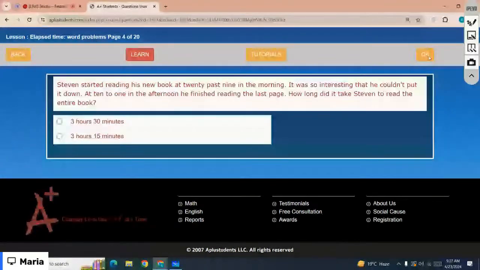Steven started reading his book at 20 past 9 in the morning, right? It was so interesting that he couldn't put it down. At 10 to 1 in the afternoon, he finished reading the last page. How long did it take Steven to read the entire book?